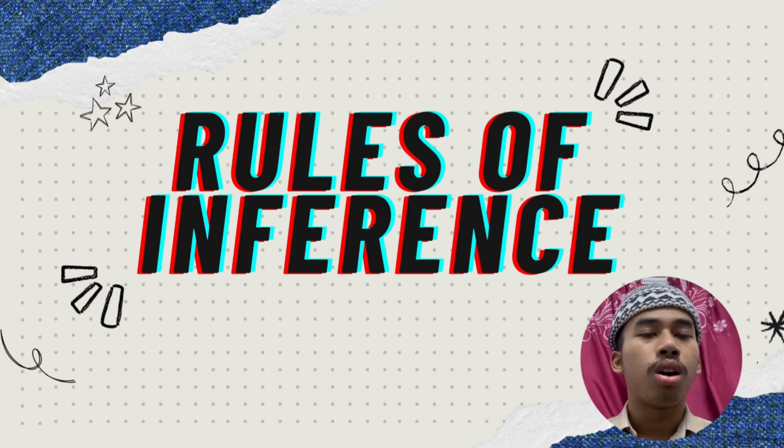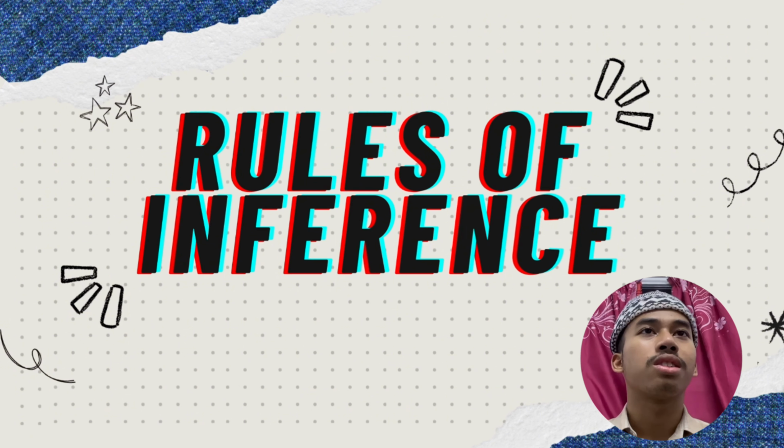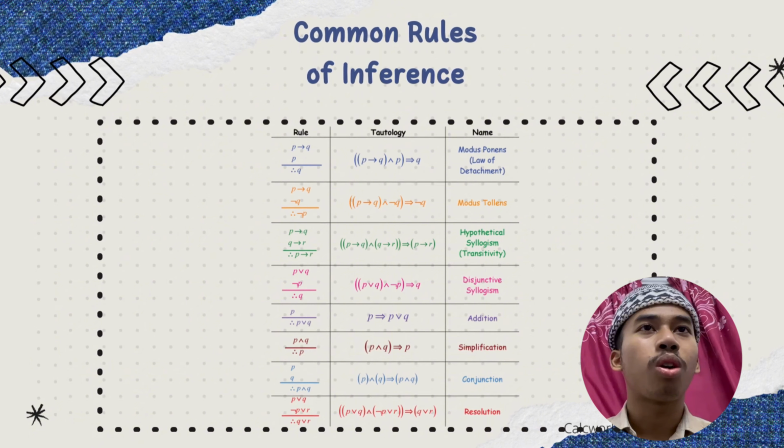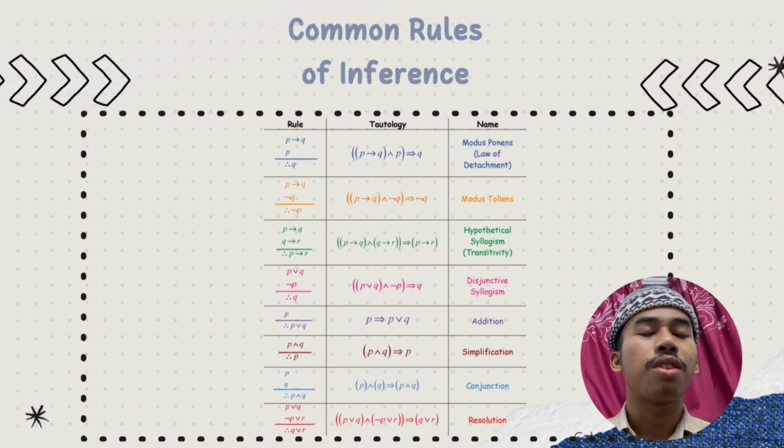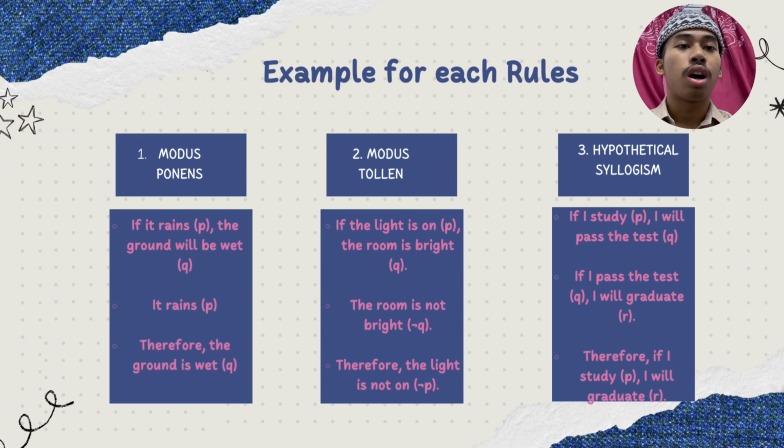So, we go to the next subtopic, which is rules of inference. So, here are the common rules of inference. There are 7. We will gain more knowledge about rules of inference. I will give the meaning of each rule and an example.